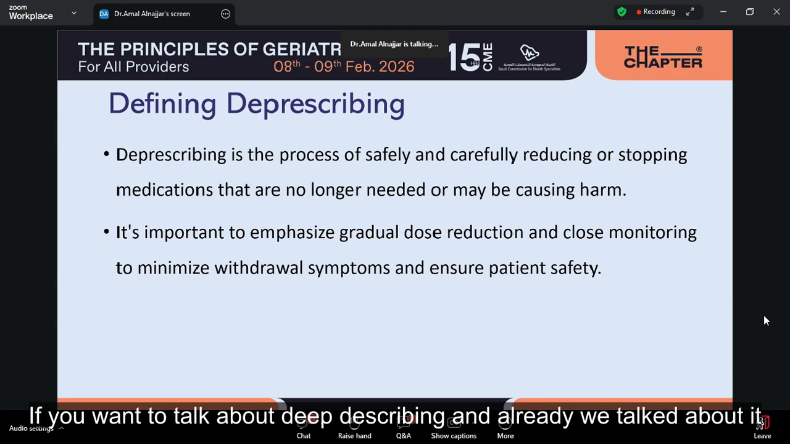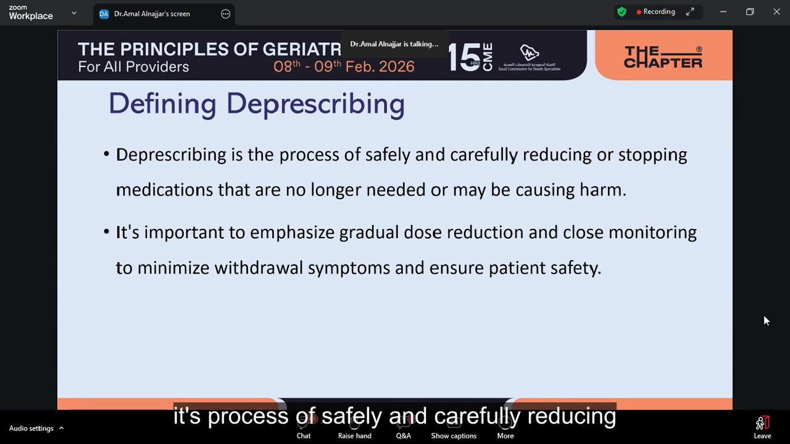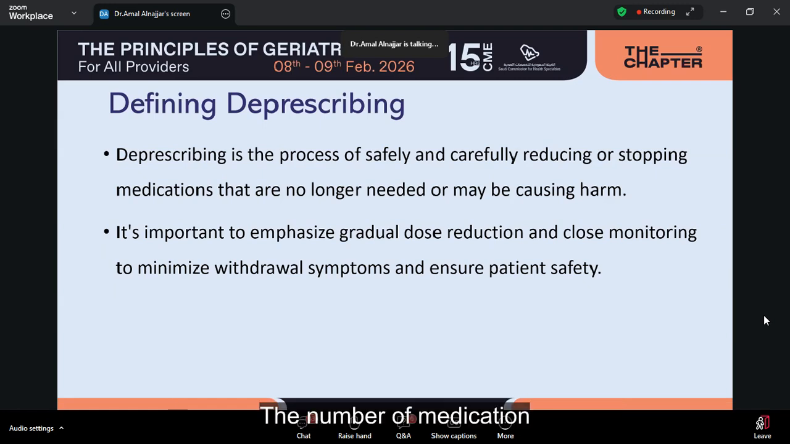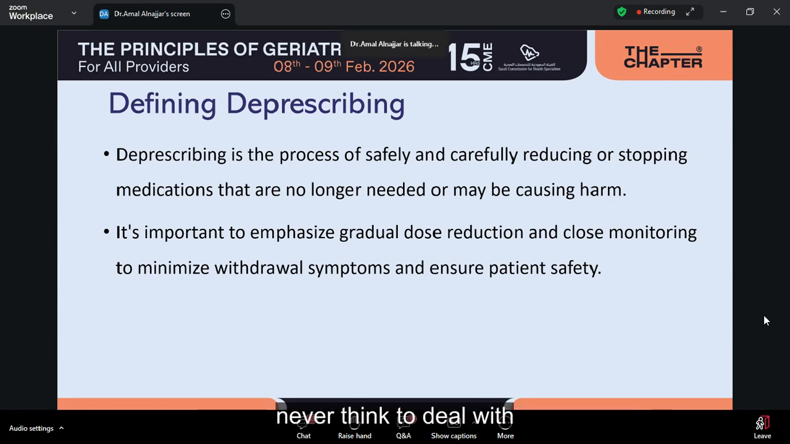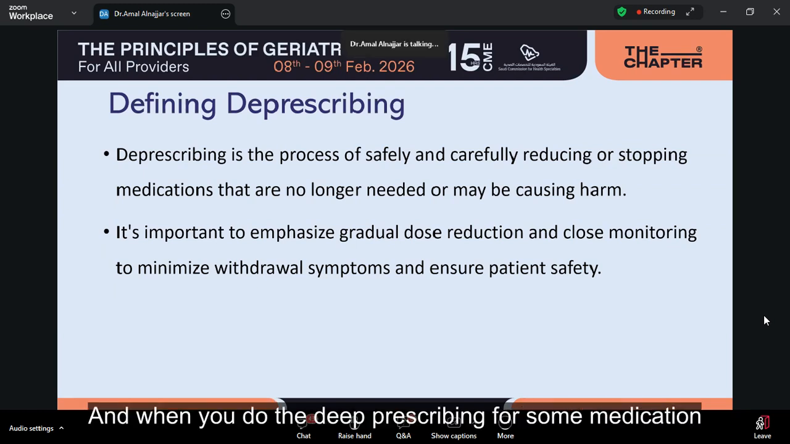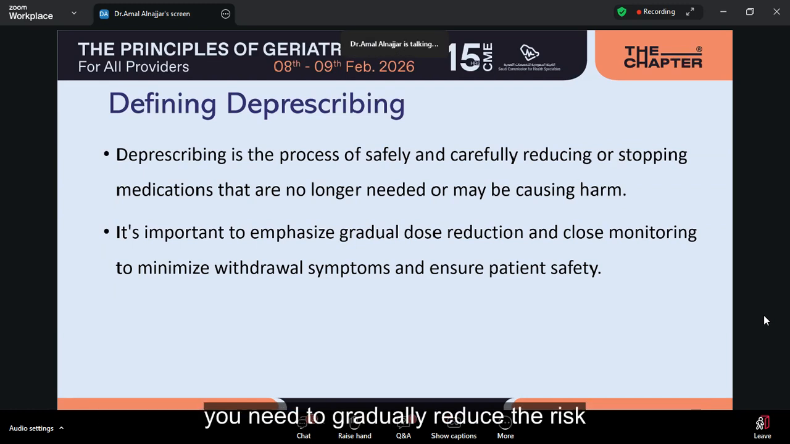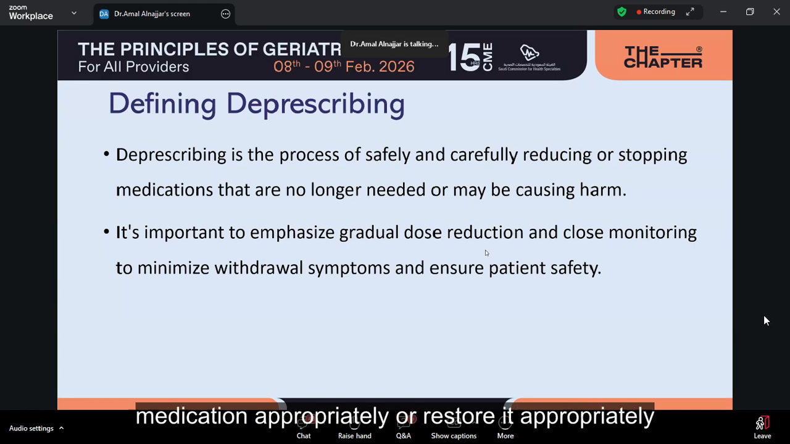If we want to talk about deprescribing, it's a process of safely and carefully reducing the number of medications, and definitely we will reduce the unnecessary medication. Never think to delist the medication necessary for the patient's life. And when you deprescribe some medication, you need to gradually reduce the dose. You can't reduce the dose abruptly or stop the medication abruptly.